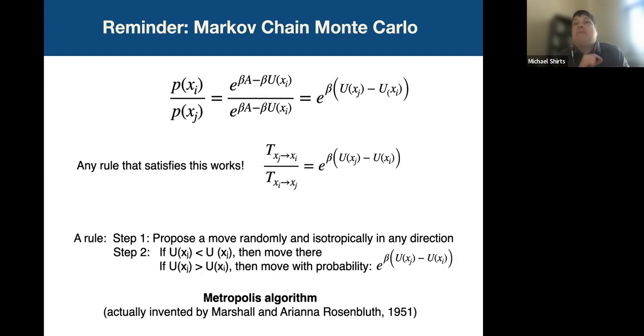So this is called the Metropolis algorithm. Actually, Metropolis just gave the computer power to the scientists doing it.